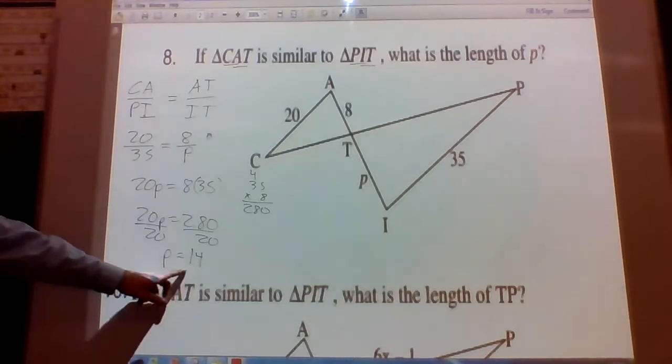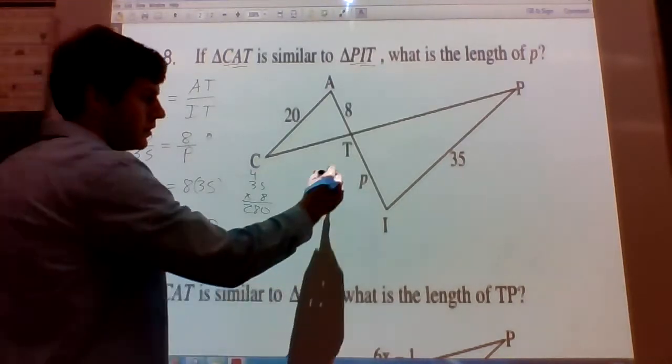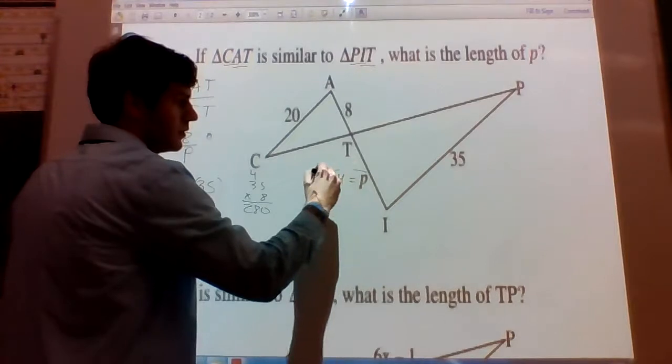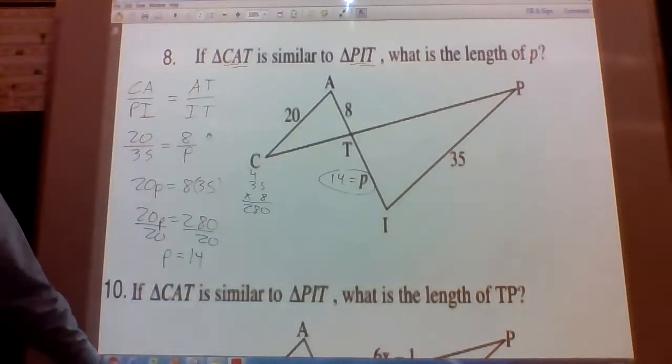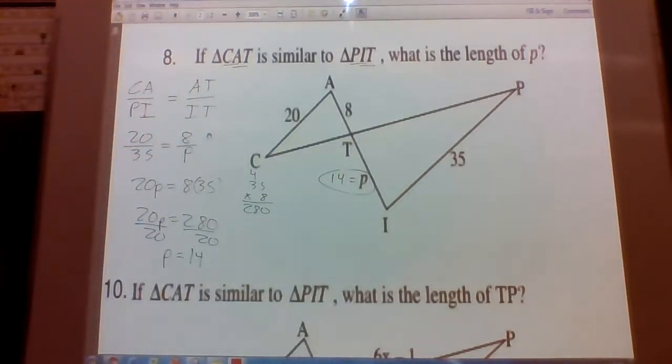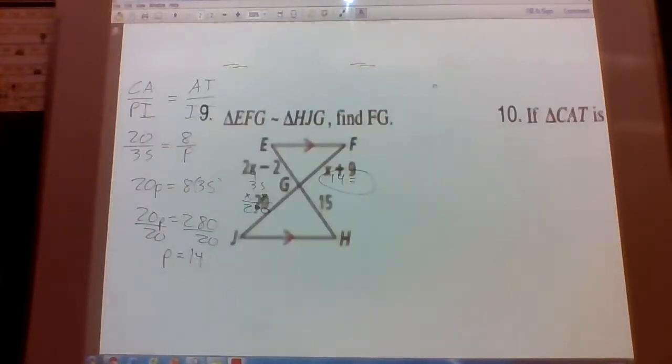Okay, what are they asking for? The length of P. So P is 14. It's number 8. Number 9.